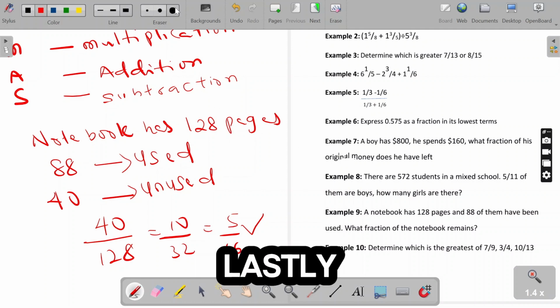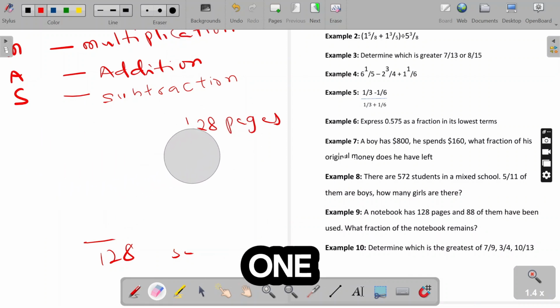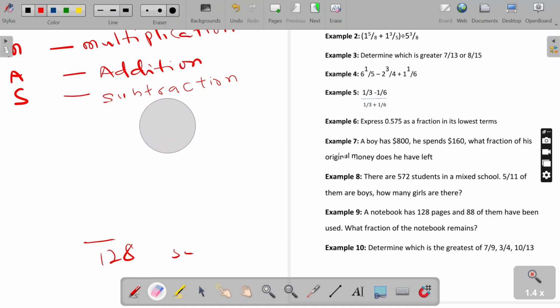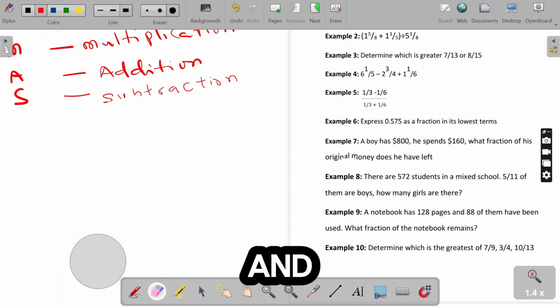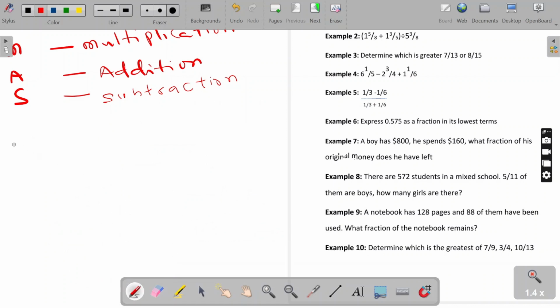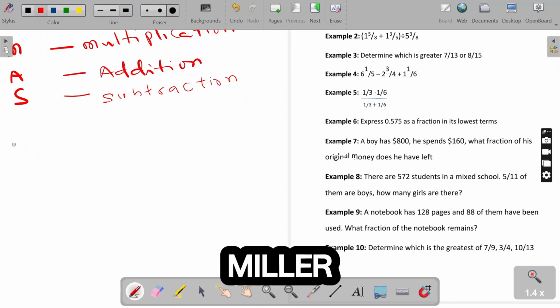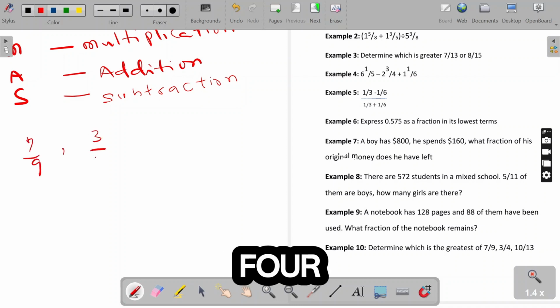So lastly, we go to question 10. This is just part 1 of numerals and this topic as it were. So we'll be going to part 2 tomorrow. But be that as it may, let's solve the last question. The term which is greater, 7 over 9, 3 over 4, and 10 over 13.